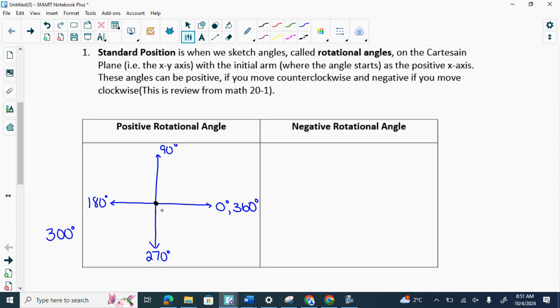And then we have an initial arm. That's where it starts. It always starts on the x-axis. And then we're going to have a terminating arm. Well, 300 is 30 away from 270, correct? Or 60 away from 360. So it's going to be somewhere here.